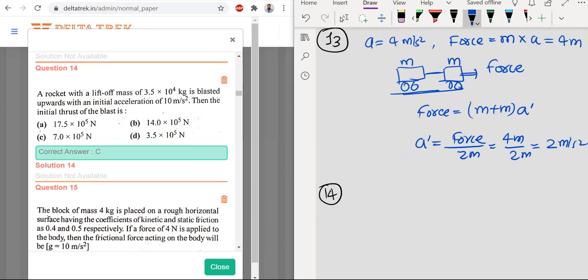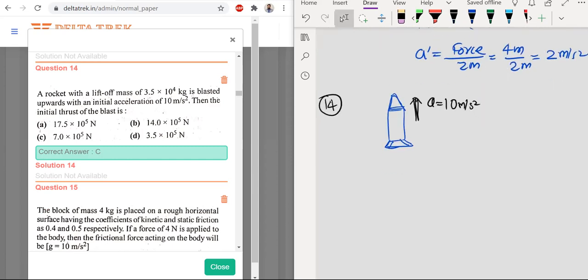Now this one is a good question. Suppose a rocket is there and it is blasted upward with an initial acceleration of 10. So that means how much force is acting on it? Of 10. Clear? Acceleration is 10. But you should know that an acceleration will always act opposing this. That acceleration is gravity.